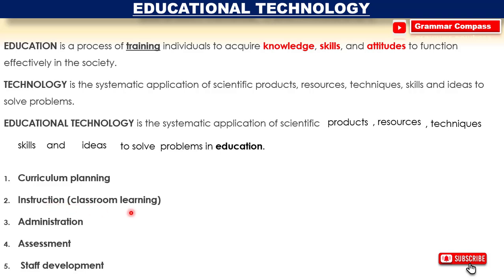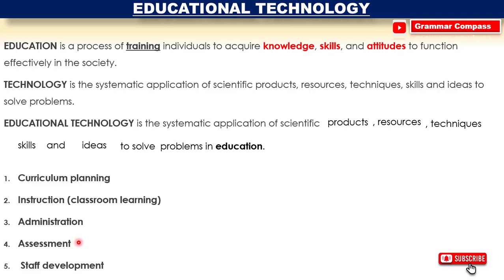As you can see over here, instruction, that is what happens in the classroom, the teaching and learning experience, is just a part of educational technology. Educational technology can also help in administration. That is, it helps in managing school records, schedules, communication, and more using digital tools. Educational technology also helps in assessment. It makes it easier to give marks and mark tests, track progress of people, and then give feedback instantly.